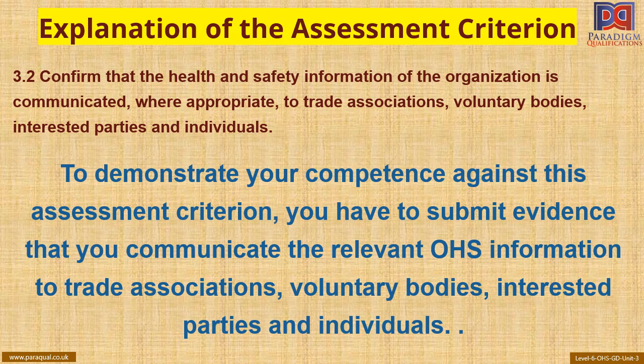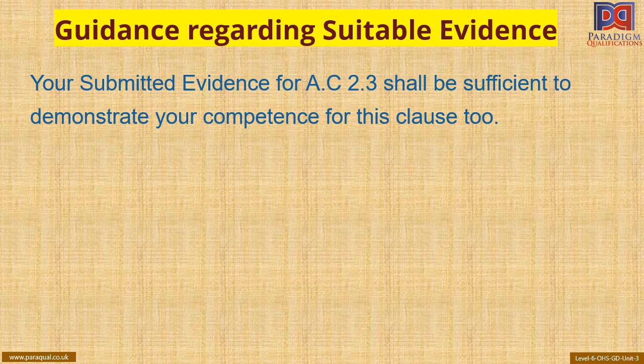3.2 Confirm that the health and safety information of the organization is communicated where appropriate to trade associations, voluntary bodies, interested parties, and individuals. You have to submit evidence that you communicate the relevant OHS information to the trade associations, voluntary bodies, interested parties, and individuals. Your submitted evidence for assessment criteria 2.3 shall be sufficient to demonstrate your competence for this class 2.